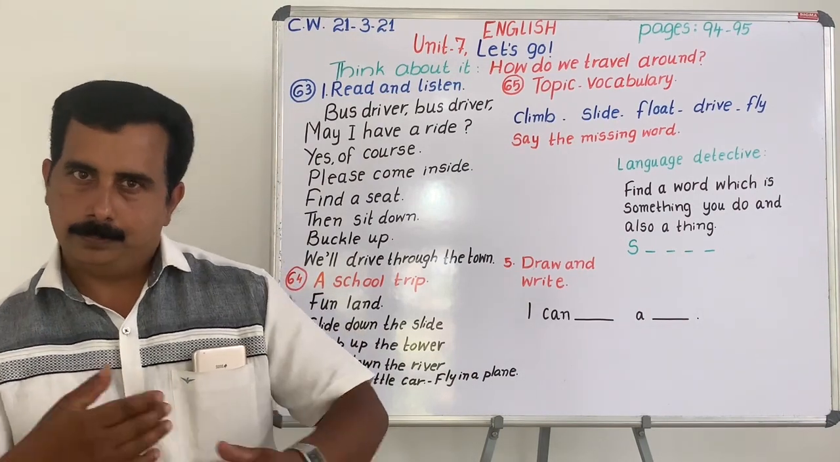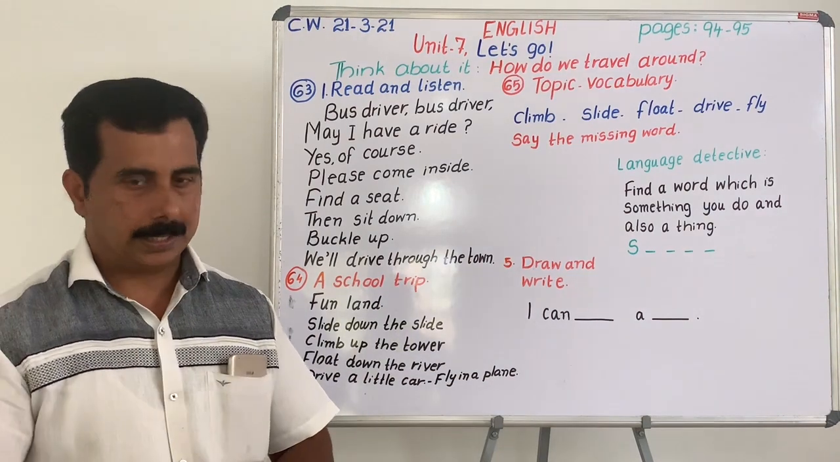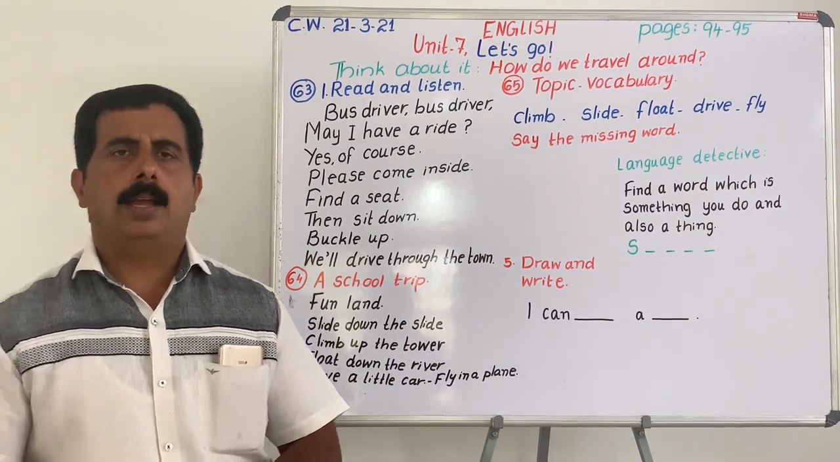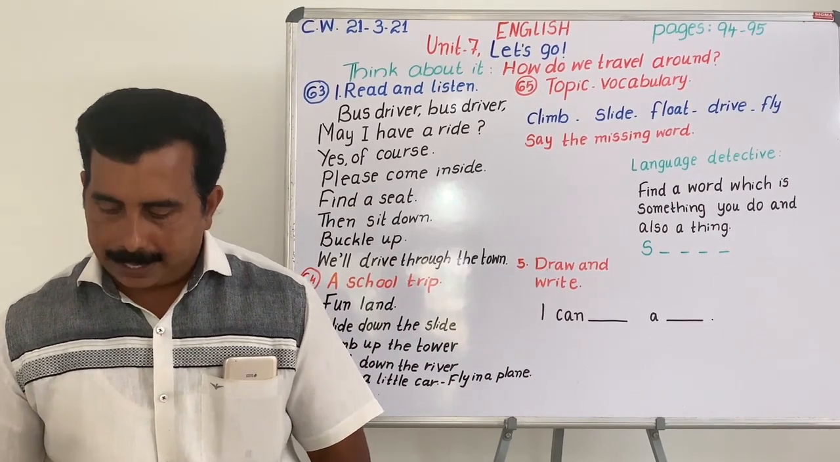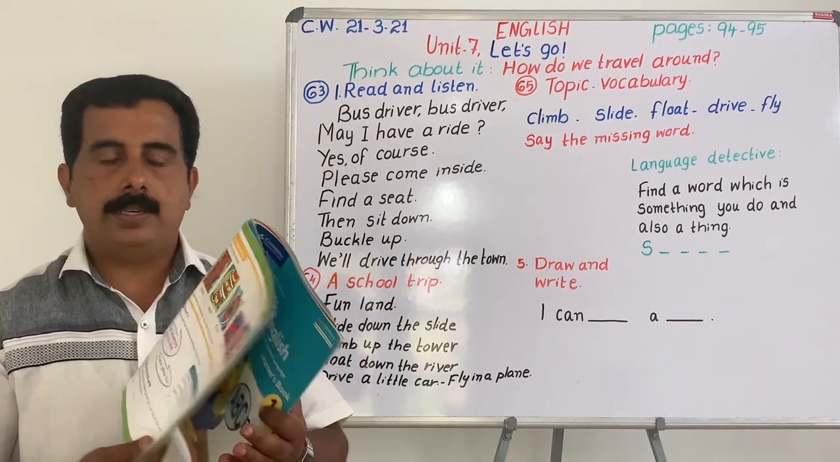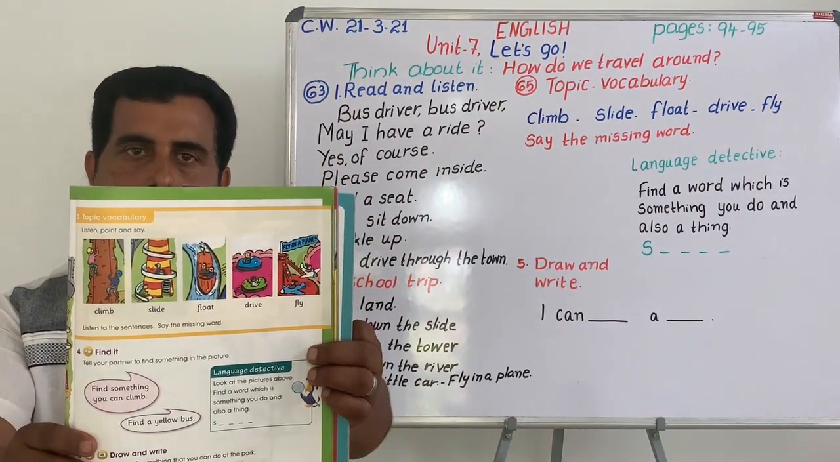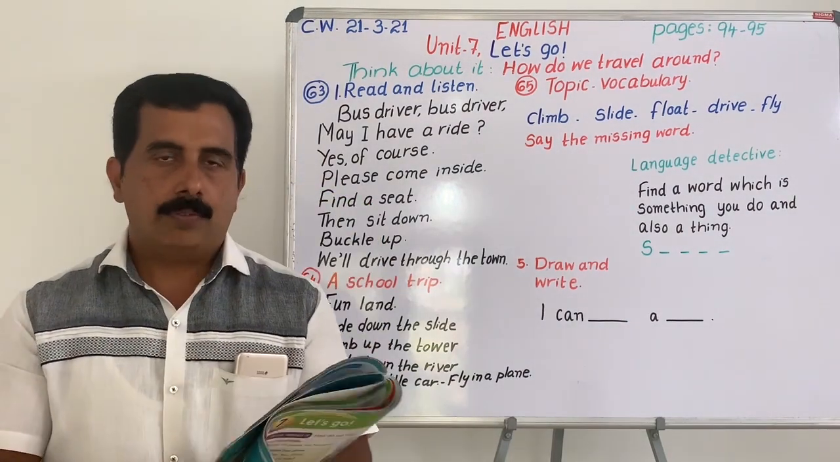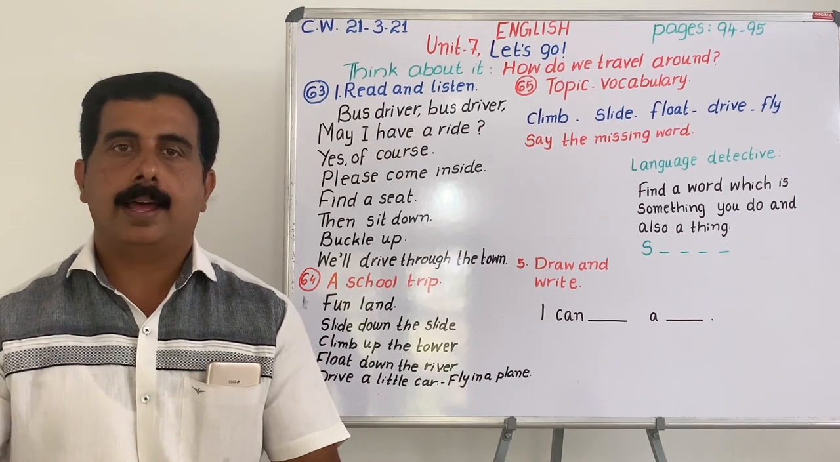Yeah. Now, you are in a park now. You are getting back to a bus. Okay, before then, some activities are there. Look at 4, find it. Tell your partner to find something in the picture. Okay, you can find 5 pictures here. You can tell your partner, you can tell or talk to your friend, find out this. What can you find out? Find something you can climb.